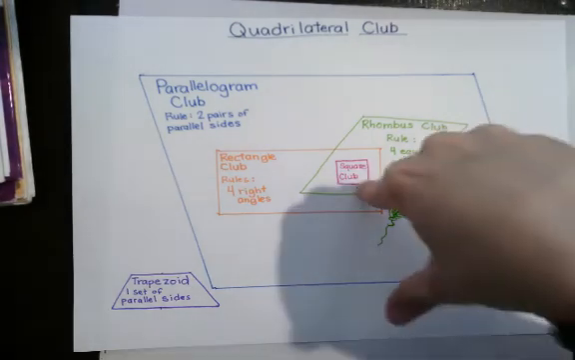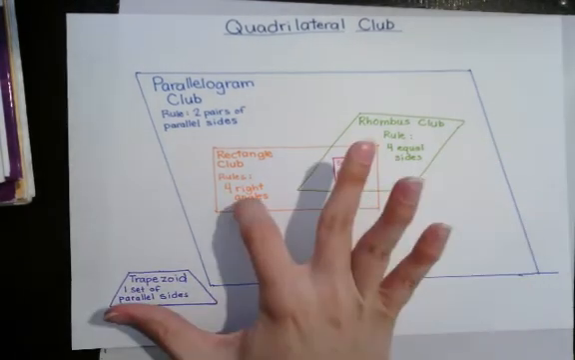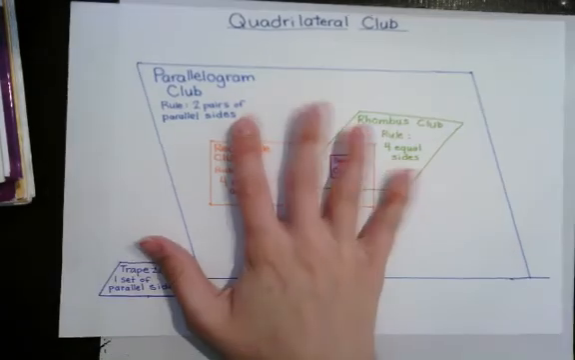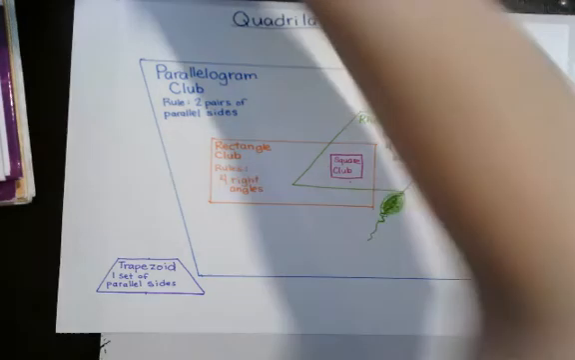In your Alex homework, you're going to see true or false questions. True or false, a rhombus is always a square. False, it's not always, this one's not. True or false, a square is always a rectangle. True, it meets that every time. Okay, so use that to help you as you go over the homework.